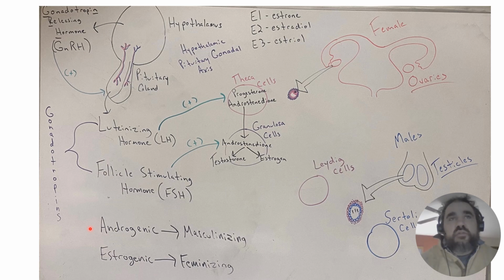So masculinizing hormones cause body hair growth, deepening of the voice, stuff like that. Other things: increasing muscle mass, bone density. Estrogenic hormones create some feminizing effects, so fat redistribution and breast development as well. And then all the reproductive parts of estrogen.